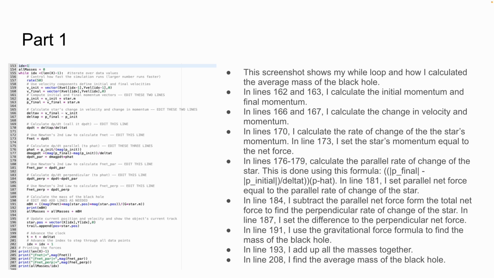In lines 176 to 177, I calculate the parallel rate of change of the star. In line 181, I set the parallel net force equal to the parallel rate of change of the star. In line 184, I subtract the parallel net force from the total net force to find the perpendicular rate of change of the star. In line 187, I set the difference equal to the perpendicular net force. In line 191, I used the gravitational force formula to find the mass of the black hole. In line 193, I add up all the masses together. In line 208, I find the average mass of the black hole.